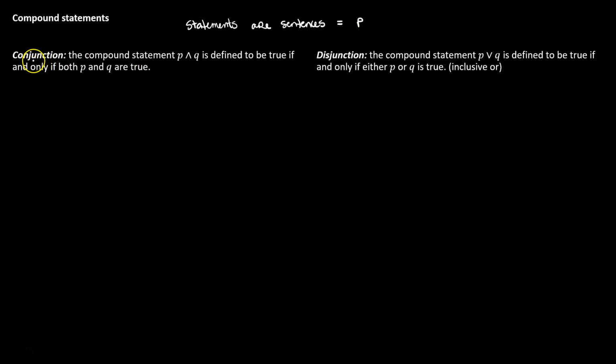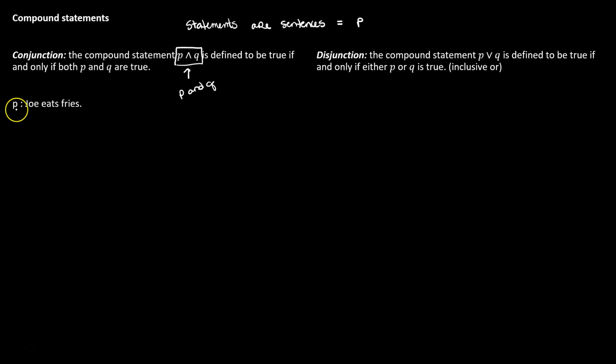So when I talk about a conjunction, and I call it a compound statement, I'm talking about two statements, P and Q. Those are both sentences that are either true or false. So the conjunction, P and Q, that's how we read that, is defined to be true if and only if both statements are true. So we're going to make a truth table to help us sort through this, and we're going to use some examples to make more sense of it.